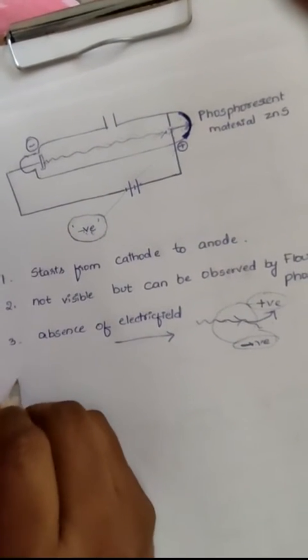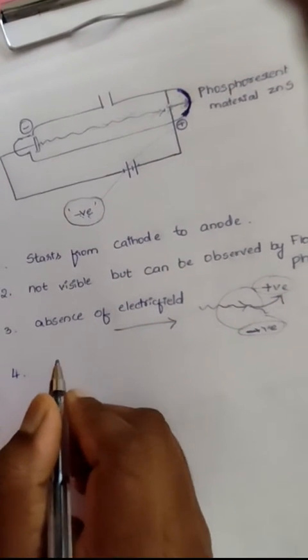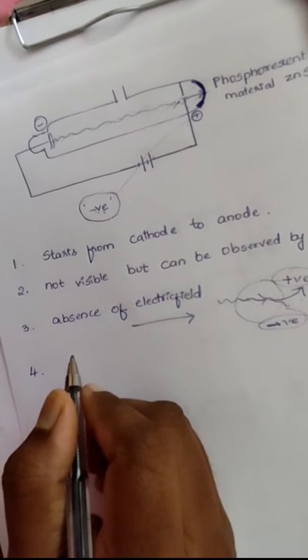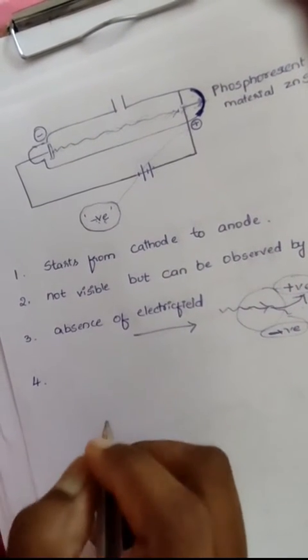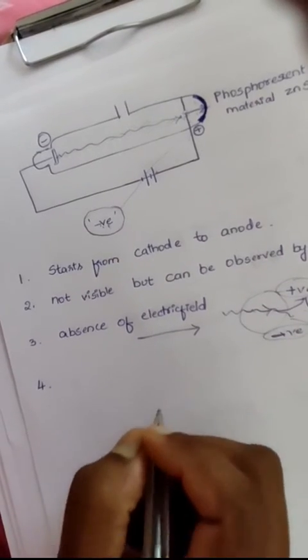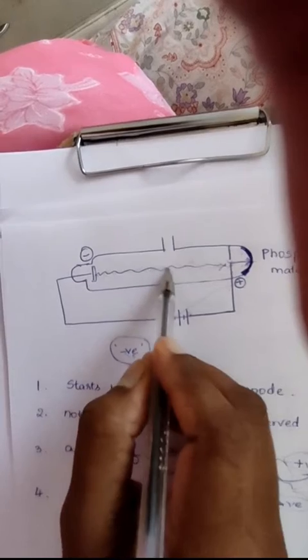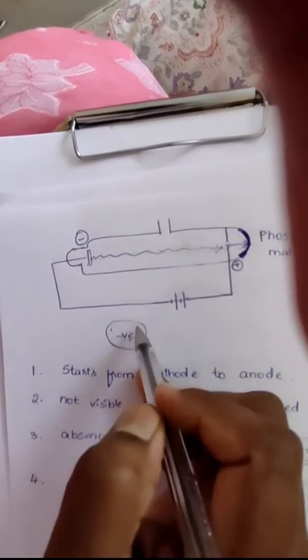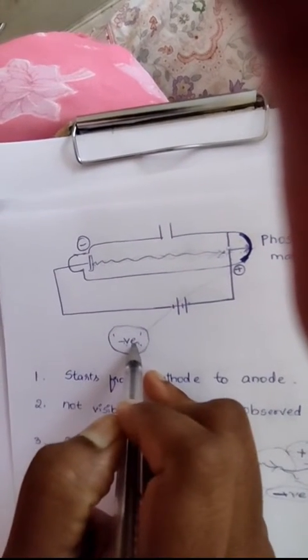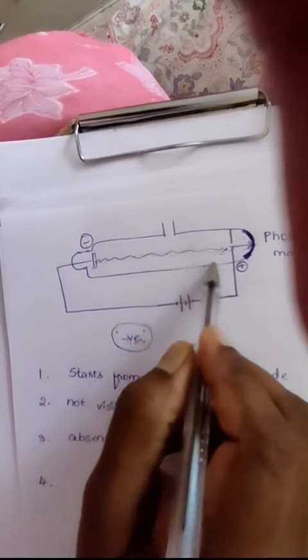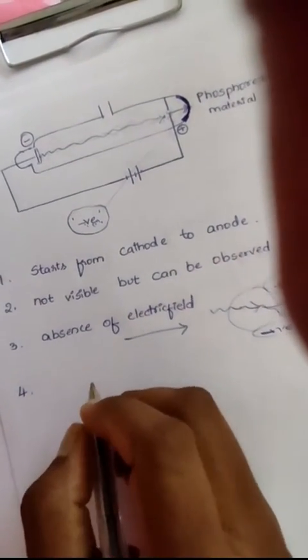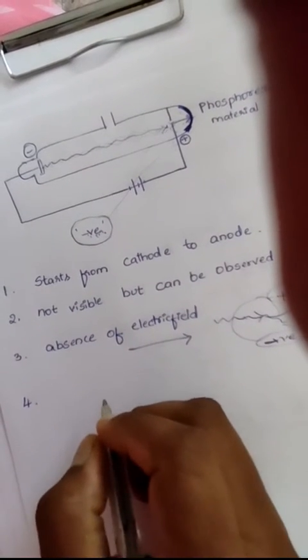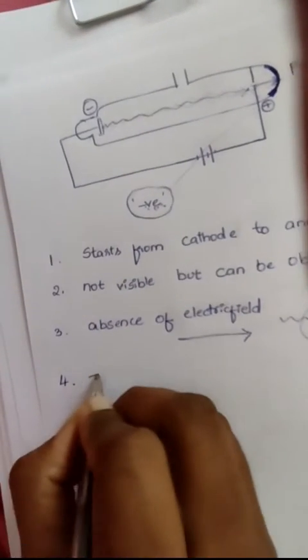And next one, in the presence of electric field and magnetic field, cathode rays behave similarly to negatively charged particles. So here you can see these cathode rays are similar to negatively charged particles, moving towards the anode.